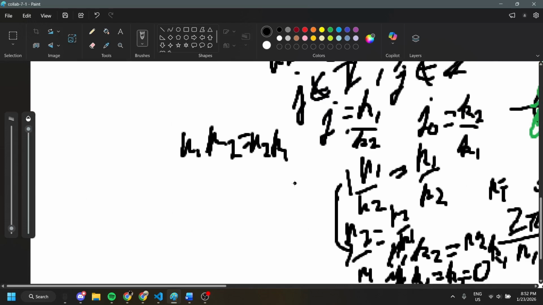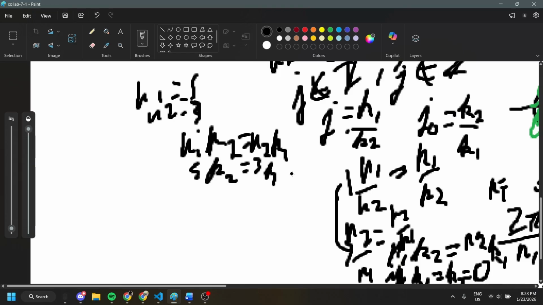Given that these numbers are co-prime, can we prove that this is not true? Let's try an example. n1 is equal to 5, n2 is equal to 3. So 5k2 is equal to 3k1. So we're trying to show that for integers up to these, it can't be true.